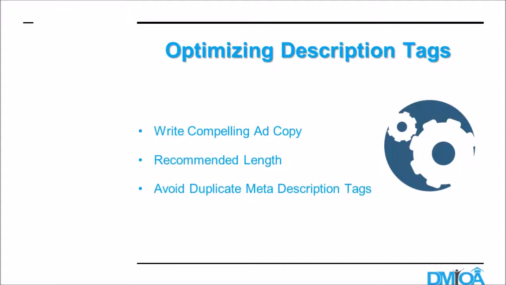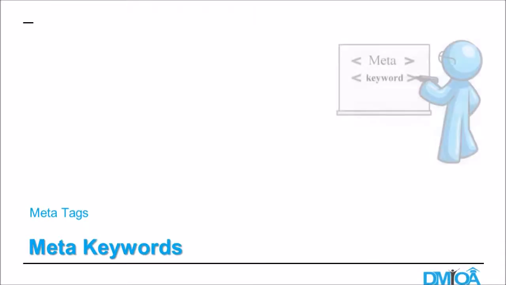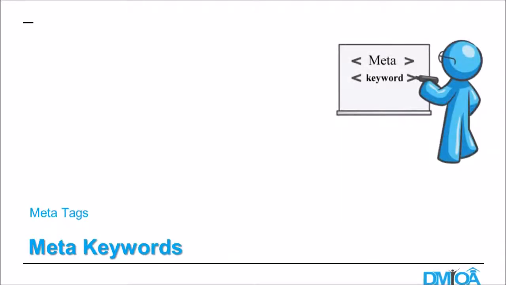Next, now we'll come to the keyword meta tag. Meta keywords are an example of a meta tag that does not make sense to use these days. Years ago, the meta keyword tag was very beneficial, but not anymore.